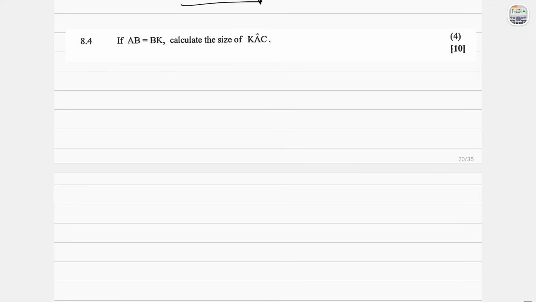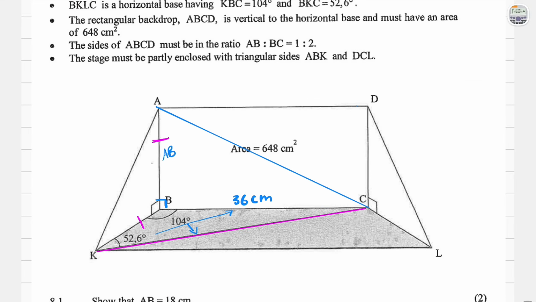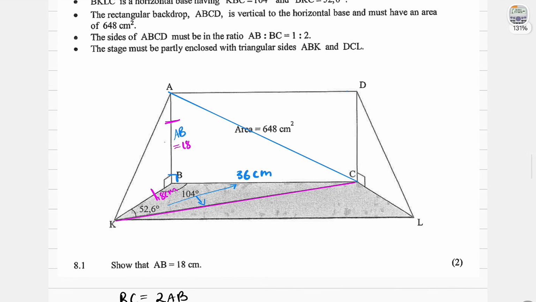And now we are on to the last question for trigonometry, question 8. We have, if AB is equal to BK, calculate the size of angle KAC. Okay, AB equals BK, find KAC. Let's see. So they're saying AB equals BK. Okay, so we know that AB was 18, so this is also 18. So we have a little isosceles triangle there, but it's clearly not the point. They want us to find this angle KAC, this angle.